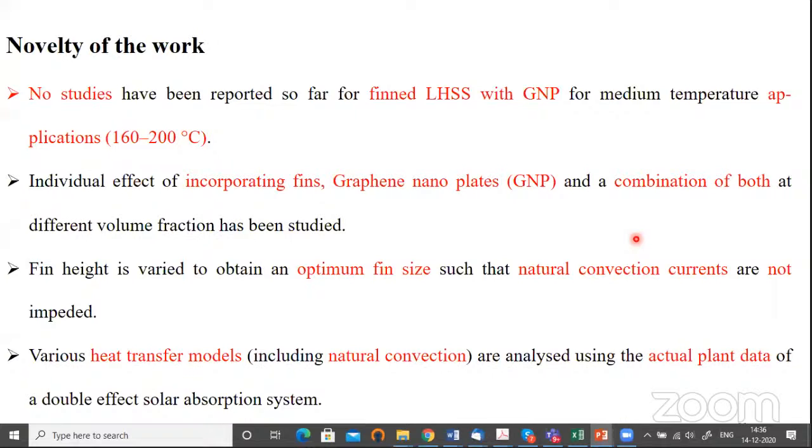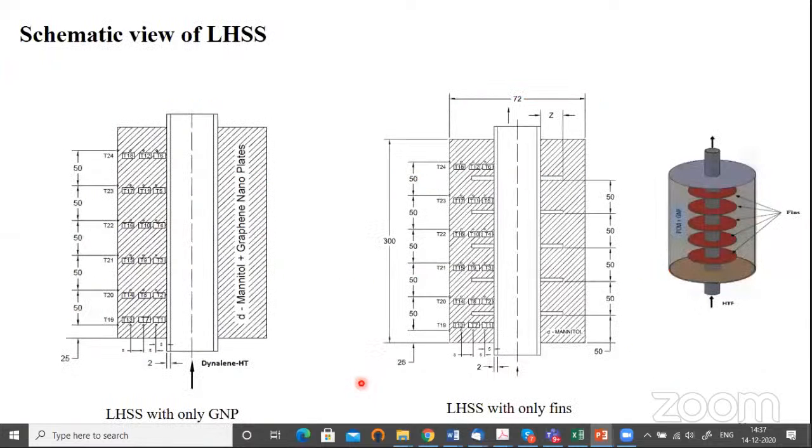Now, fin height is one of the critical factors when we are planning to design a system with fins. Of course, we have to find an optimum fin height which will not suppress the natural convection, and at the same time will not act as a heat source. And all these studies have been done by taking the heat transfer model incorporating natural convection, and analyzed using actual plant data for a double effect solar absorption system.